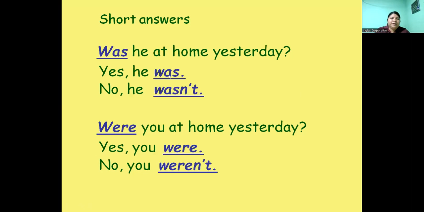So important. Remember that you're going to use a verb to be with your answer. Was he at home yesterday? Yes, he was. Notice that we agree with the verb and the subject pronoun. Yes, he was. Singular, singular form, right? No, he wasn't. Were you at home yesterday? Yes, you were. No, you weren't.